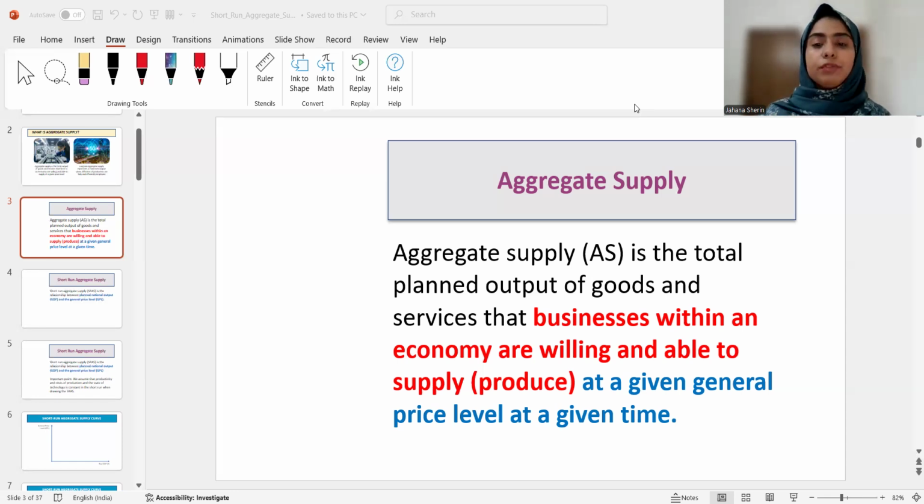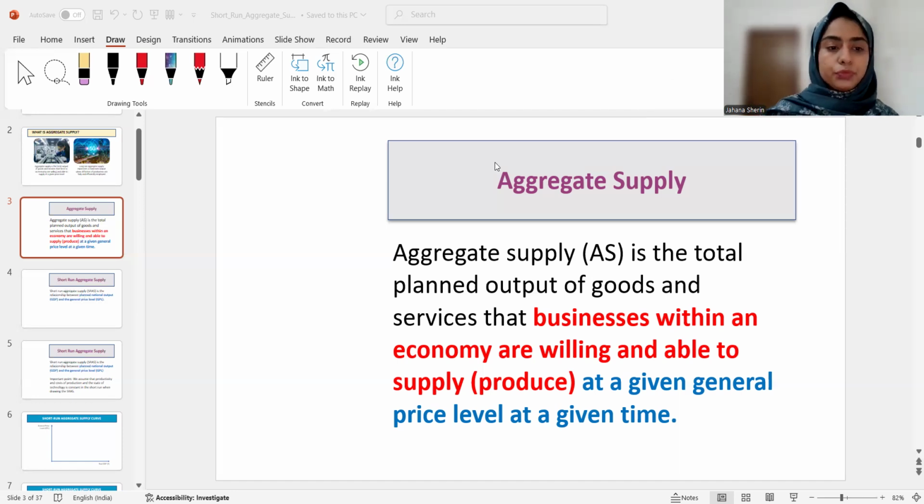When we draw the aggregate supply curve, whether it is short run or long run, we have to carefully denote the x-axis and y-axis. On the x-axis, we take real GDP, and on the y-axis, we take the general price level. When we discuss an individual supply curve, we usually denote price on the y-axis and quantity on the x-axis. So instead of price, for aggregate supply we take the general price level, and instead of quantity, we take real GDP, which means the nation's entire output.